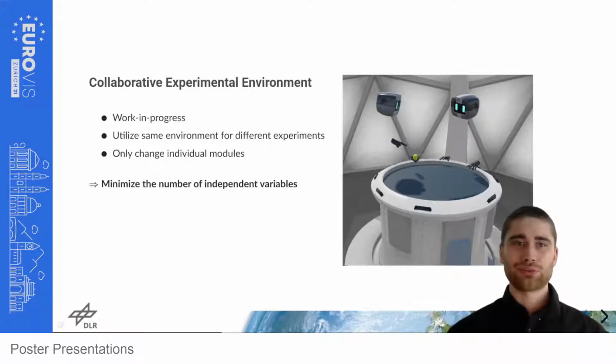For that reason, we are currently creating our collaborative experimental environment, where we want to utilize the same environment for different experiments. The main idea is that this environment consists of different modules, and we only change one module at a time. When we measure any differences when comparing those two variations, we can be sure that those differences come from changing this one module. So we can minimize the number of independent variables drastically.